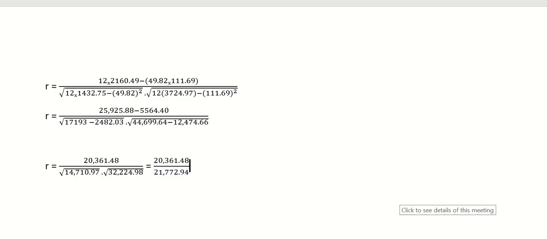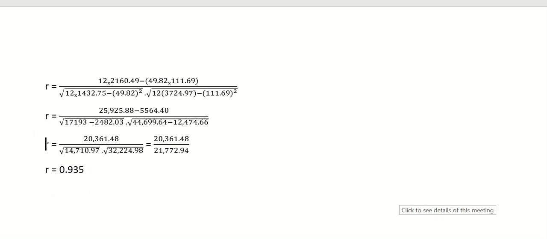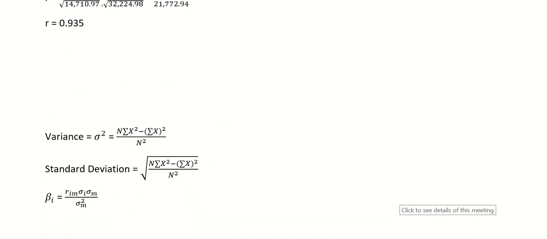Now we will solve it. So the final correlation value we have got is 0.935. So this is how we have obtained correlation. But this is not the end of the story. After calculating correlation, we have to find a few more values. We have to calculate variance and we have to calculate standard deviation. So this is a long process.